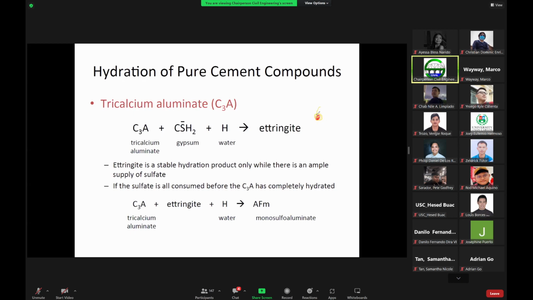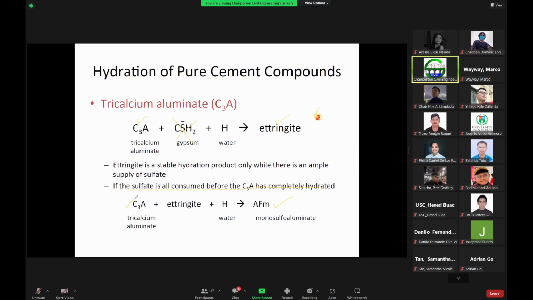Now, this ettringite barrier is only broken down when the sulfate is all consumed before your C3A has completely hydrated. So wala na ang gypsum, but you still have the C3A. So this available C3A will react with the ettringite that was initially formed and make this monosulfoaluminate. So when the ettringite barrier is broken down during the conversion to monosulfoaluminate, this will allow your C3A to react rapidly again. So we have two cases here.